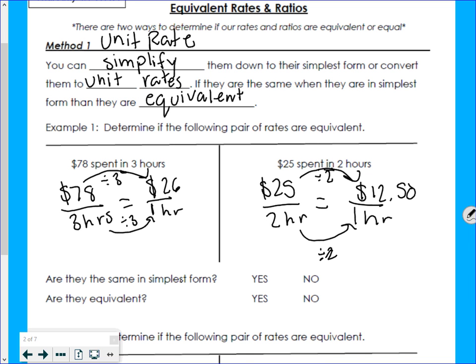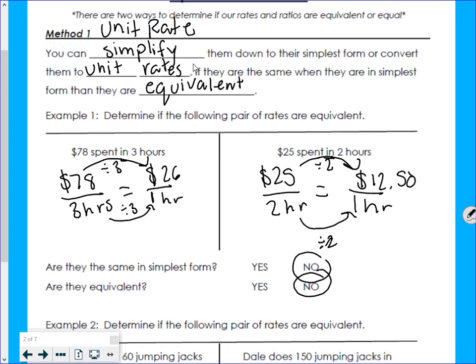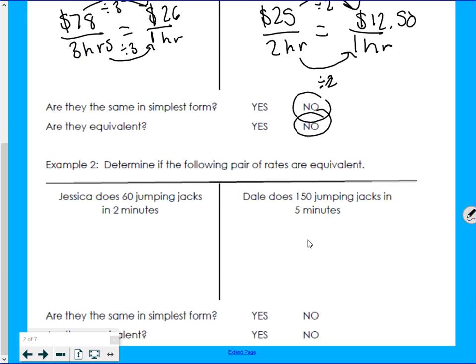So if you notice, it says, are they the same in simplest form? No. $12.50 is not the same as 26, which means that they are not equivalent. Go ahead and try the next two on your own and answer these questions. Pause the video and press play when you are ready to see the answer.